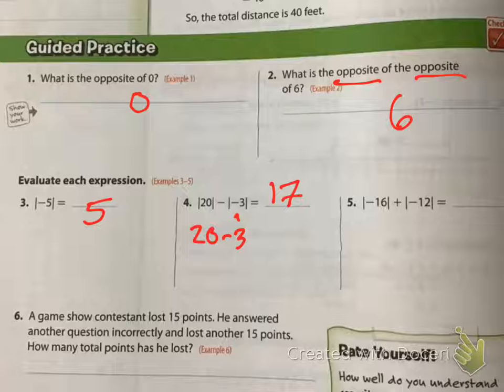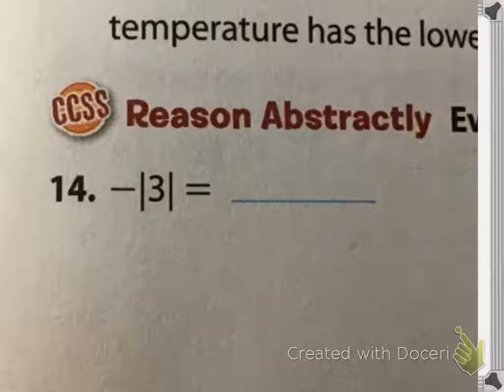Now, hold on. Melanie, what's the answer for number 5? Let's see. This is 16 plus this turns 12. We get 28. Exactly. So, let's look at this one. What's the absolute value of 3? 3. But we have this minus on the outside, so it becomes -3. Now, here's the thing. The only time an absolute value can produce a negative number is if the negative is on the outside. If the negative is on the inside of the absolute value, it's positive. But if the negative's on the outside, it's negative, right?